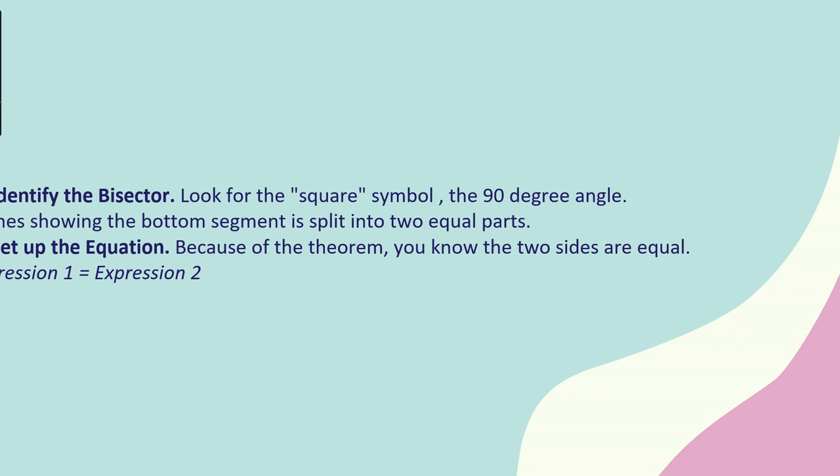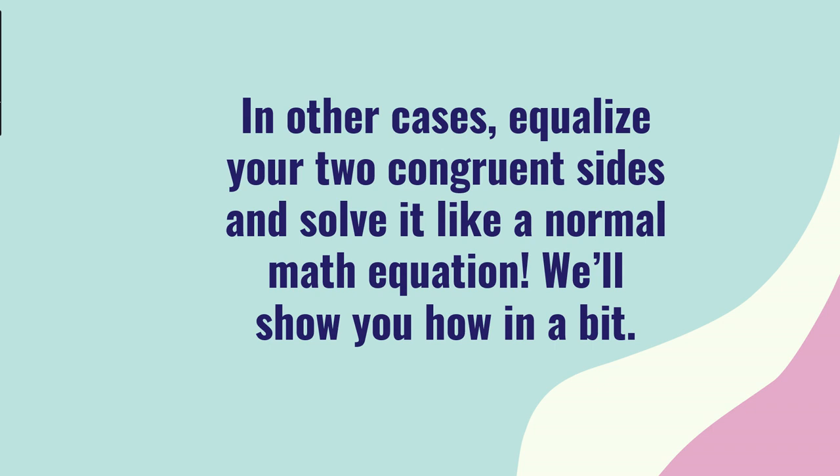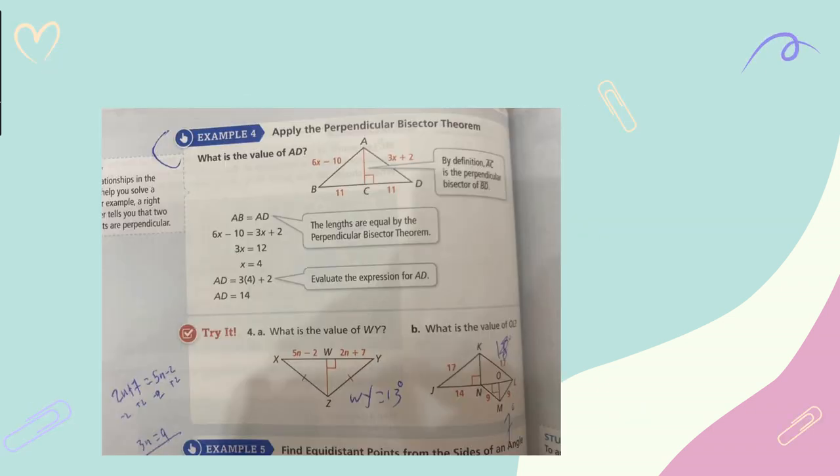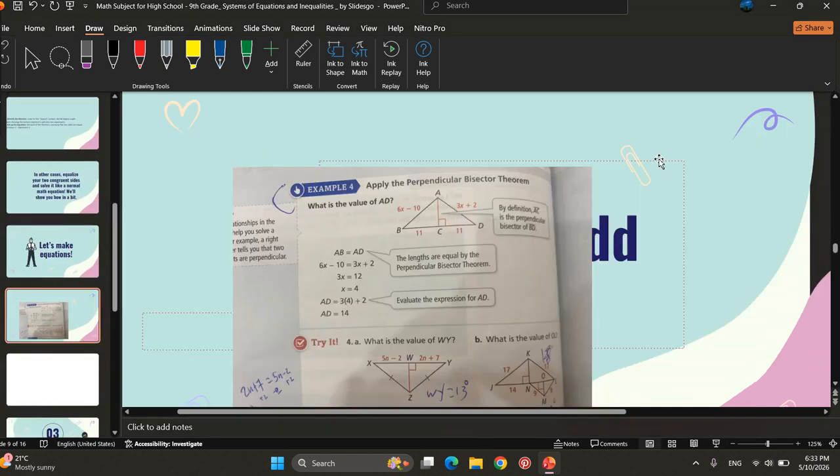Then, after that, you're going to set up the equation. Because of the theorem that we just said, you know that the 2 sides that are split are equal. So, it'll be that the first expression is equal to the second one. Now, in other cases, you have to equalize your 2 congruent sides like we said, and then after that it becomes very simple. You solve it like a very basic and simple math equation. We'll show you how in a second. Now let's make some equations. We have these equations that we're going to solve.